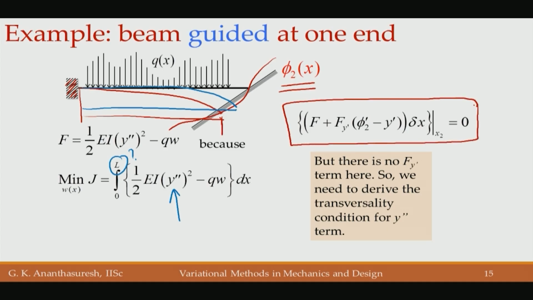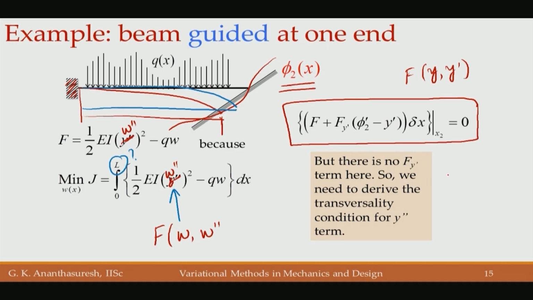This is what we had when our integrand was a function of y and y prime only. Then we said at the end of the last class that if we have a functional such as this here, this integrand is a function of w and w double prime. It is actually w double prime square, because that is what will be there in the beam, right. So, we are talking about a case where we have a beam that is allowed to slide on one end. This is what we were discussing last time.